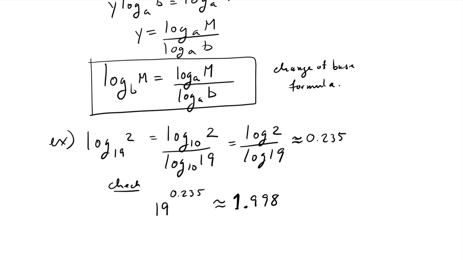And yes, the idea was to get something close to 2. Of course I don't get 2 exactly because this has been rounded off. But if you type in your calculator 19 to the power log of 2 over log of 19, you're going to get exactly 2.